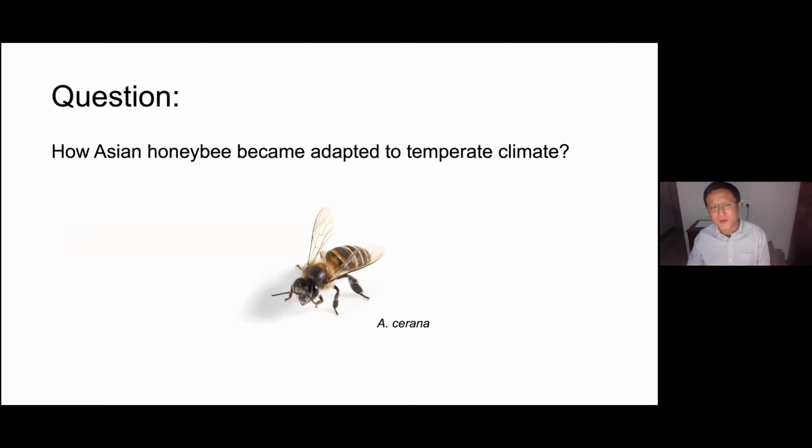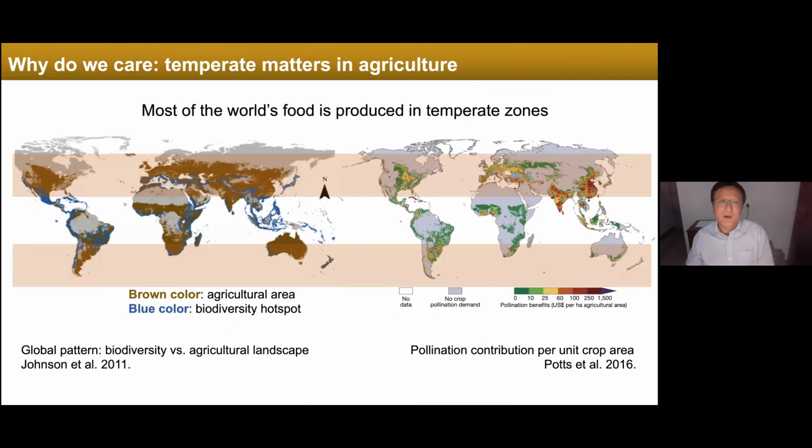Among many questions, one of the main questions being asked in my lab is how Asian honeybees became adapted to temperate climate. So why bother, right? Of all the interesting questions we could ask, it turns out the temperate climate actually matters in agriculture. In fact, most of the world's food is produced in temperate zones, which are also the regions that benefit the most from animal pollinators.